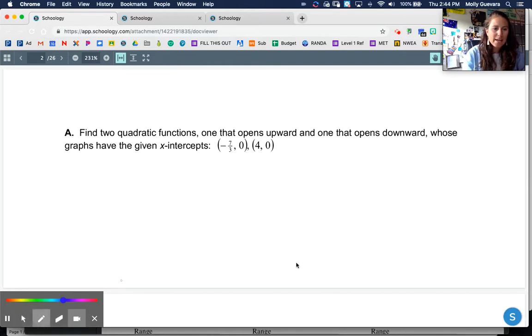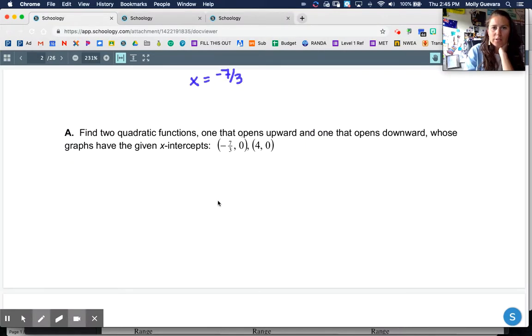Question A is asking us to find two quadratic functions, one that opens up and one that opens down, whose graphs have the x-intercepts (negative 7/3, 0) and (4, 0). So we have to remember that this is telling me that x is equal to negative 7/3. Well, if I want to solve this for 0, I want to get everything onto one side, I would add 7/3, and I get x plus 7/3 equals 0.